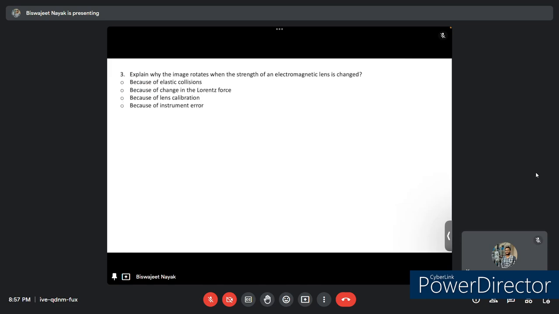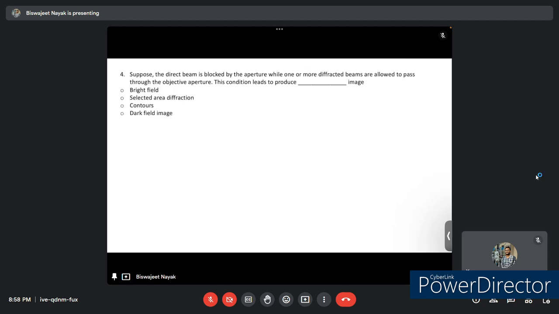Explain why the image rotates when the strength of an electromagnetic lens is changed. It is because of the change in the Lorentz force, because it tells us about the relation between the strength of the magnetic field and the rotation of the image. In the Lorentz force, we get a cross product between the magnetic field and the velocity of the electron, right? So that will give information about how the rotation is going to happen. The cross product, as we know, tells us about the curling of the vector we consider, right?